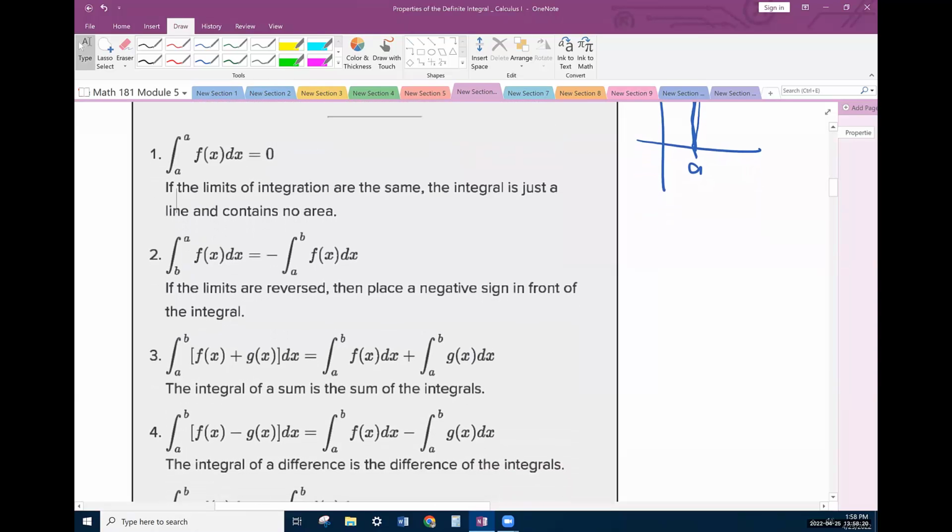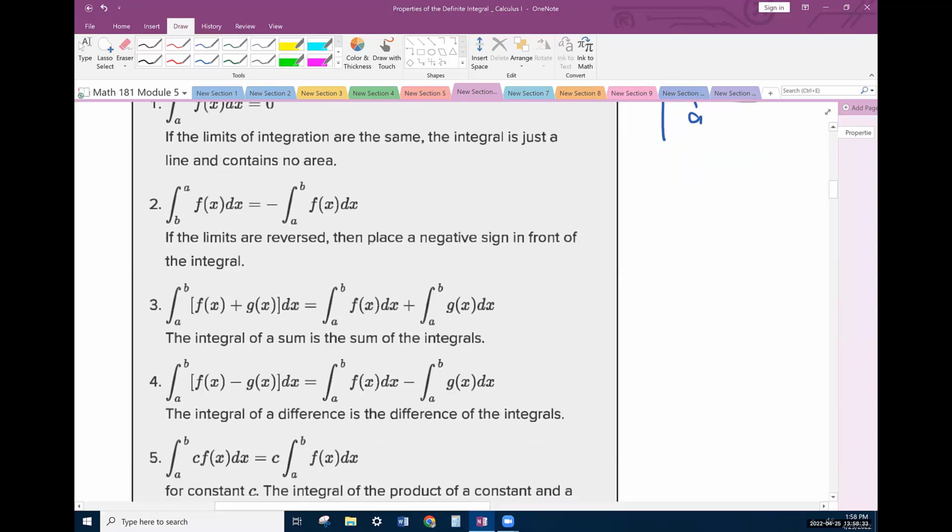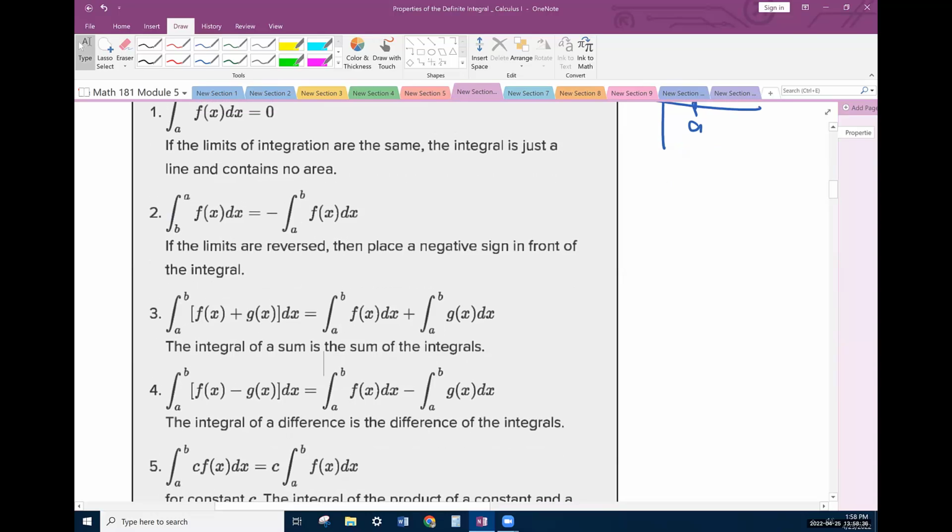If you're integrating a sum, that's the sum of the integrations. So you can integrate them separately, and that's just their sum. Same thing, if you integrate a difference of two functions, that's going to be the difference of the integrals.